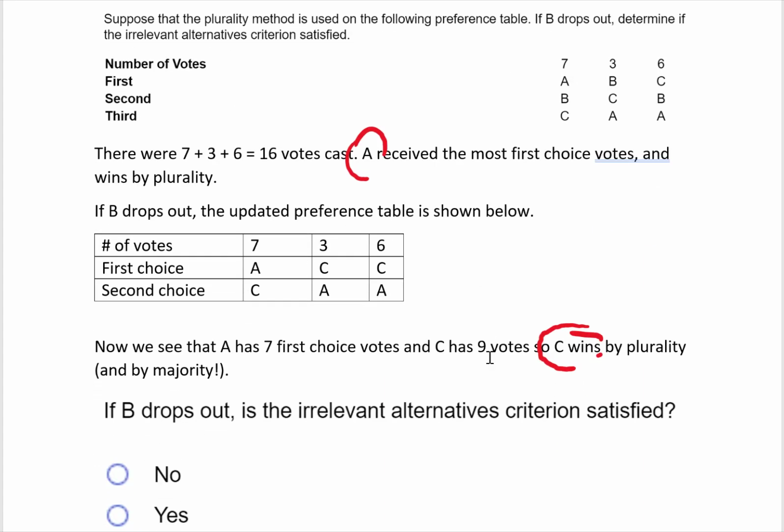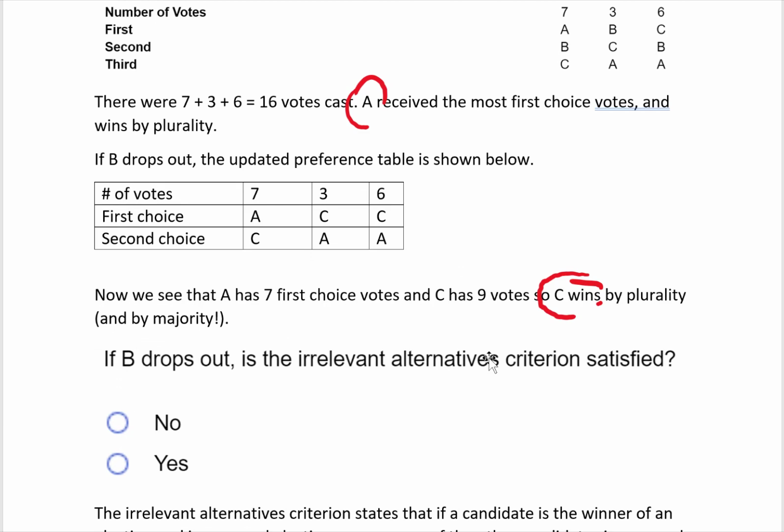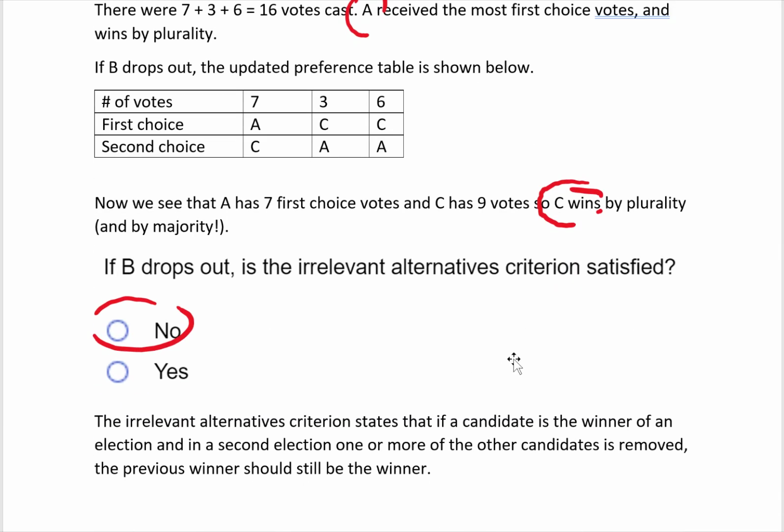So is the irrelevant alternatives criterion satisfied in this case? No, because we don't have the same winner. And remember, this criterion says if the candidate is the winner of an election and in a second election one or more of the candidates is removed, the previous winner should still be the winner. And we see that A was not the winner after B dropped out.